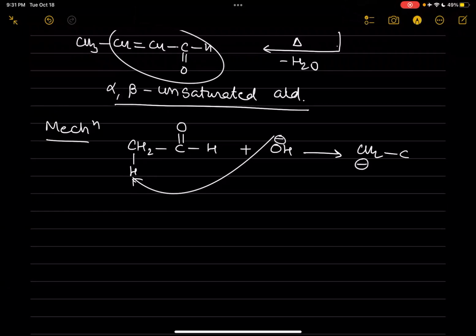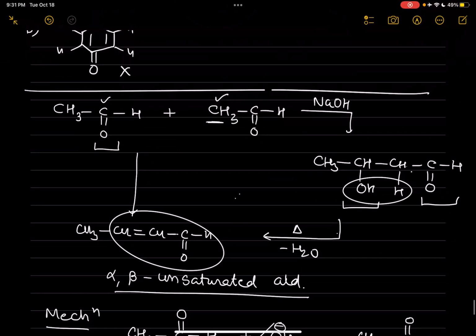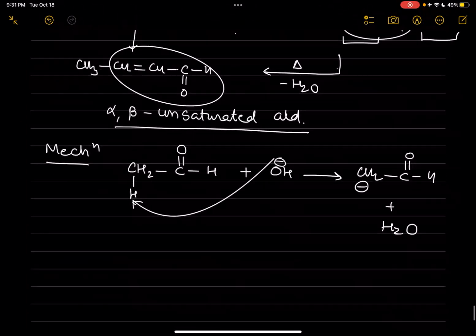Sir, one question. In the final product, whatever we get, will it be alpha beta unsaturated aldehyde or ketone also? It depends on what you have taken. If you have taken aldehyde, it will be aldehyde. If ketone, ketone. But normally ketones are less reactive towards aldol. They also give it, but aldehydes are more common.